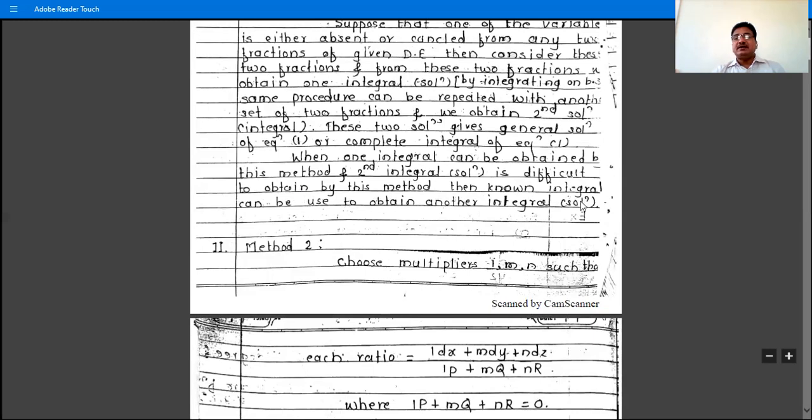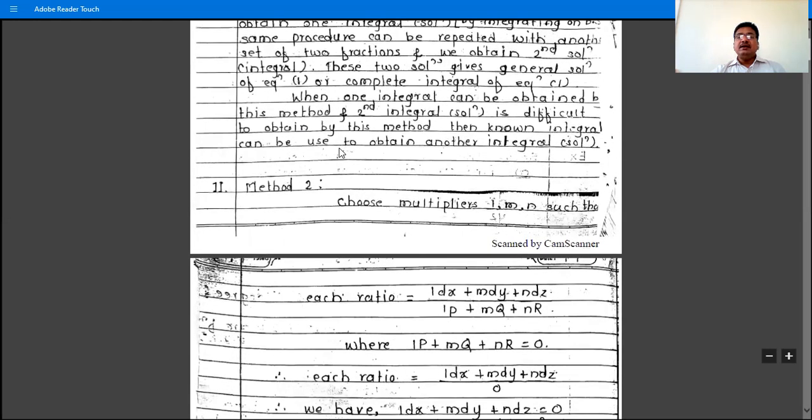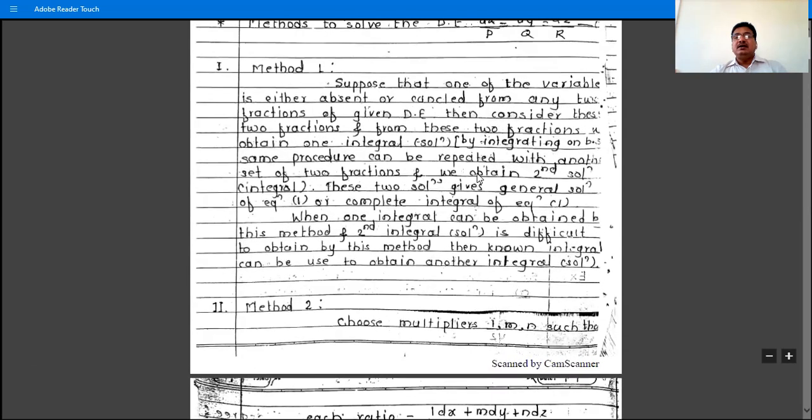When one integral can be obtained by this method, and the second integral, that is the solution, is difficult to obtain by this method, then the known integral can be used to obtain the other solution. That is, suppose we find the first solution of the given differential equation by this procedure, by considering two fractions, and if obtaining the second solution by this method is difficult, then we apply another procedure: we use the first integral, or first solution, to obtain the second solution.